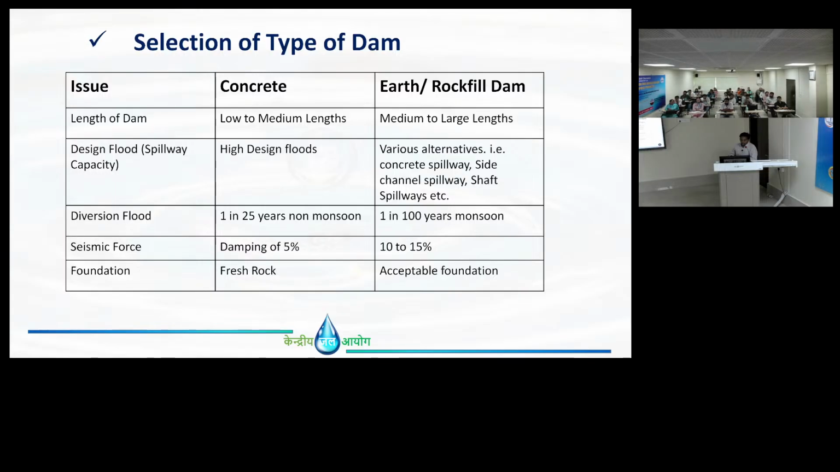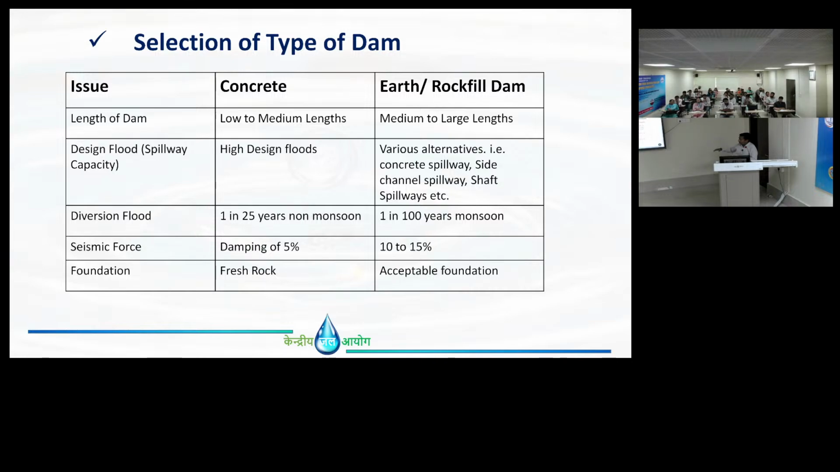Because we cannot allow overtopping of an earthen dam, right? An earthen dam will fail whenever the water level crosses the dam top, whereas concrete structures can take it; we can allow some overtopping during the construction. That is why we take lesser values for concrete dams. In earthen dams we consider 1 in 100 year monsoon values, because for some projects like northeastern projects and even extreme north projects, the diversion flood is also a critical factor to select the type of the dam.